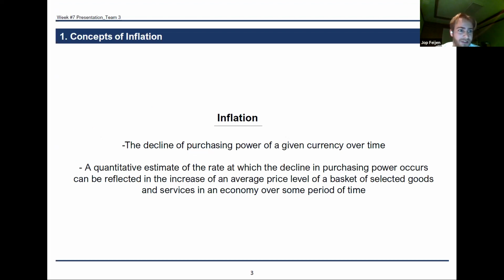First, about inflation. Inflation is the decline of purchasing power of a given currency over time, which can also be seen as a quantitative estimate of the rate at which the decline in purchasing power occurs. And this can be reflected in the increase of an average price level of a basket of selected goods and services in an economy over some period of time.